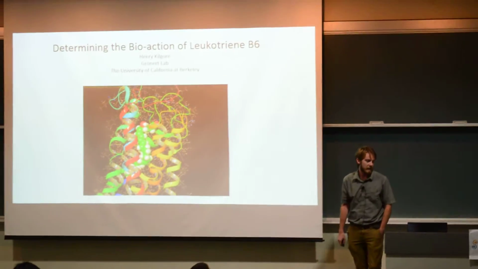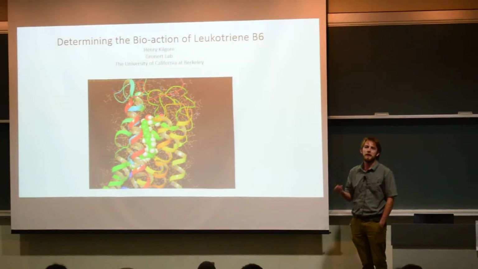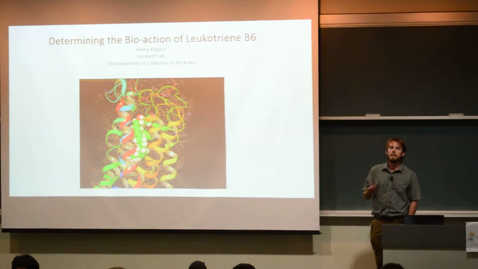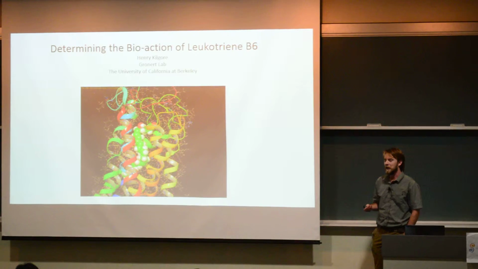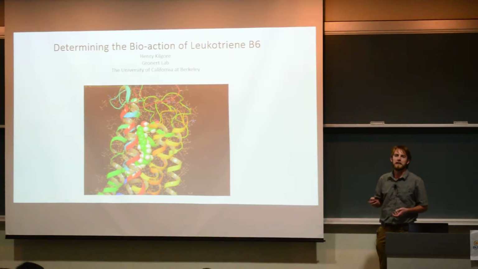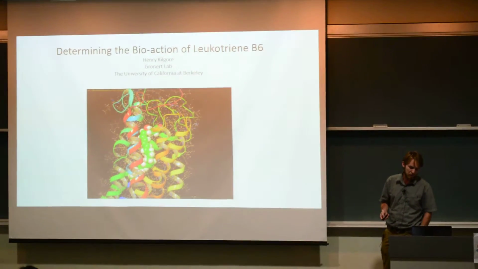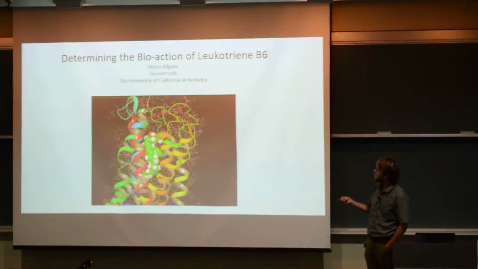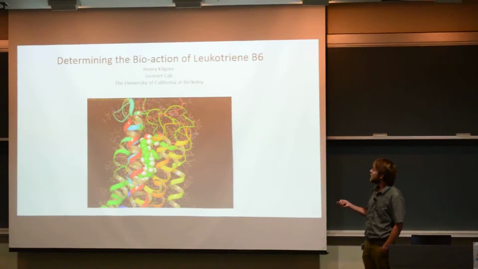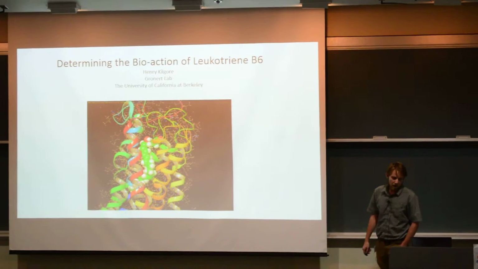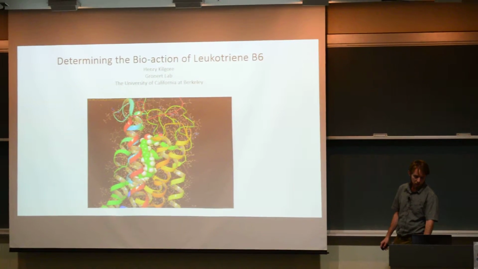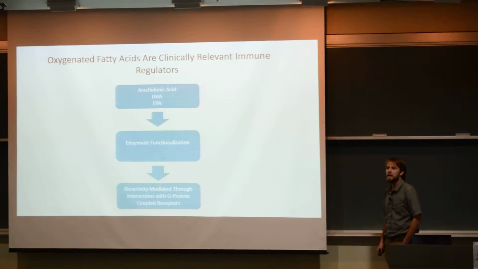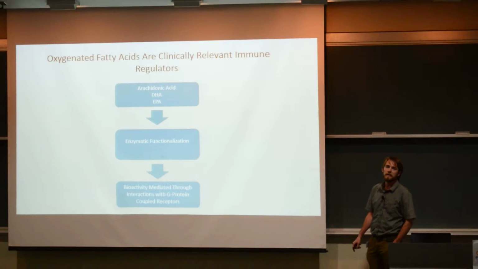Trying B6. The nomenclature comes from leukocytes, which are white blood cells that mediate inflammatory responses and basically are the caretakers of the immune system. This picture here is leukotriene B6 in a docked pose within the receptor BLT1, but I'll get more to that later. First I want to talk a little bit about what leukotrienes are, what kind of activities they have, and how they respond to the system.